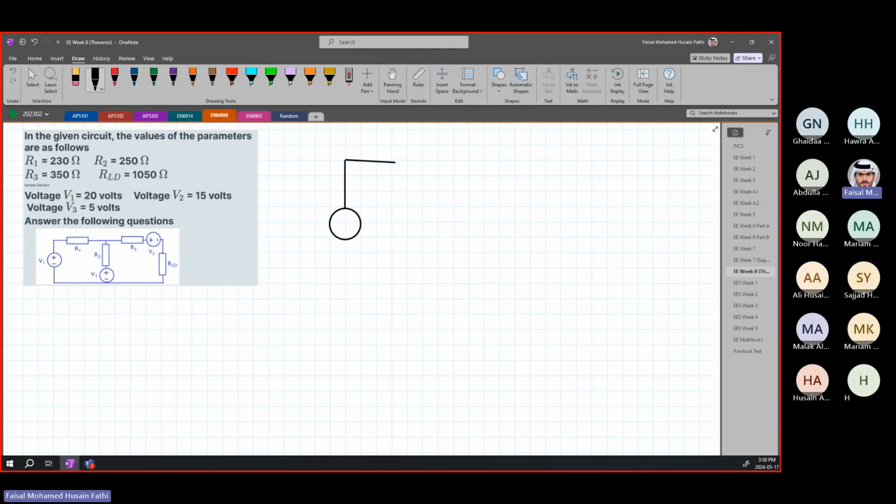So we have a voltage source, we have a resistor over here, we have a resistor over here, we have another voltage source down here. Then we have a resistor over here. Then we have another voltage source over here. Then we have our load.